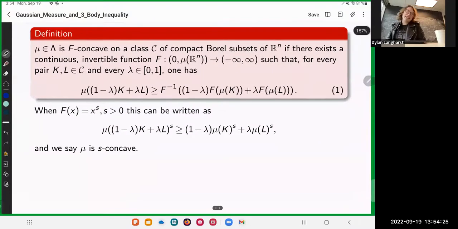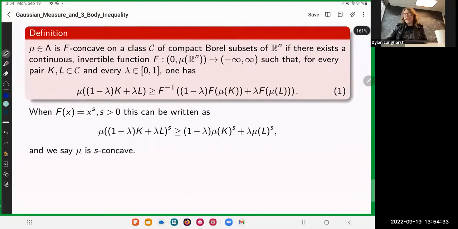When F is x to the s, with s greater than 0, this can be written as so, to make it seem more familiar. And we say mu is s concave.